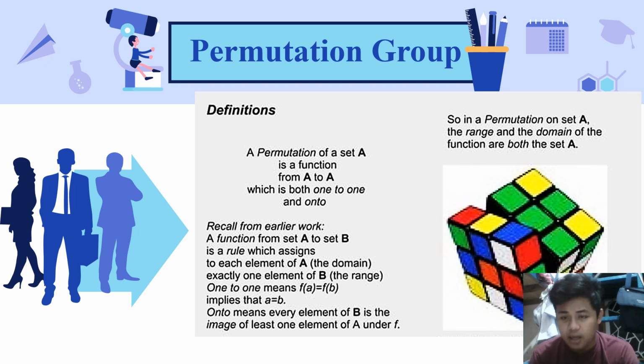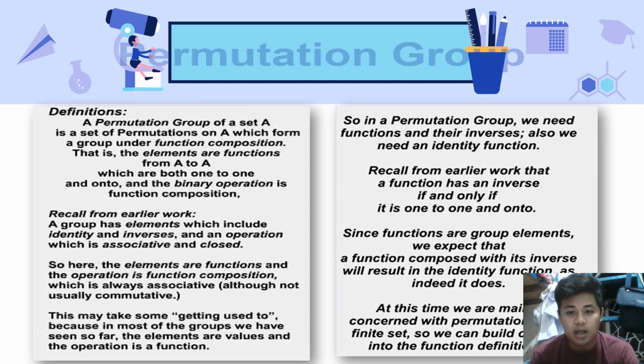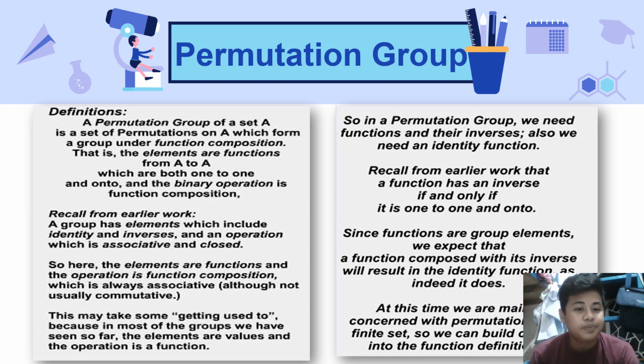In a permutation on set A, the range and the domain of the function are both the set A. Permutation group: a permutation group of a set A is a set of permutations on A which form a group under function composition. That is, the elements are functions from A to A which are both one-to-one and onto, and the binary operation is function composition. Recall again, a group has elements which include identity and inverses, and an operation which is associative and closed. Here the elements are functions and the operation is function composition, which is always associative, although not usually commutative.